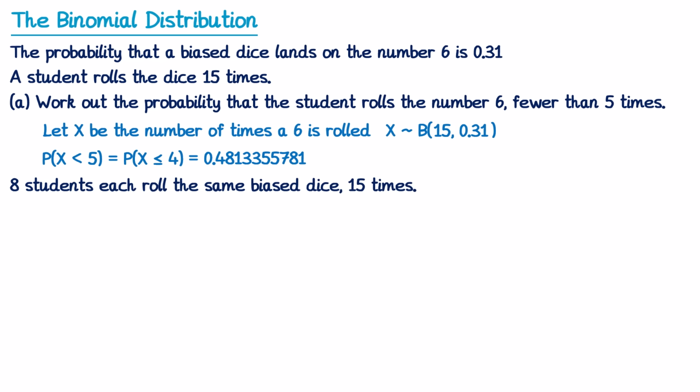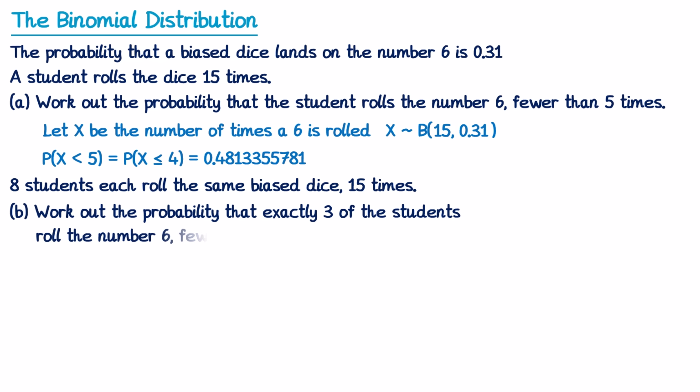Now the next part of the question is where things get more interesting. We're told that 8 students each roll the same biased dice 15 times. We're asked to work out the probability that exactly 3 of these students roll the number 6 fewer than 5 times. Now, you should see that this relates to the previous question. We're rolling the same biased dice, and it's still 15 times.